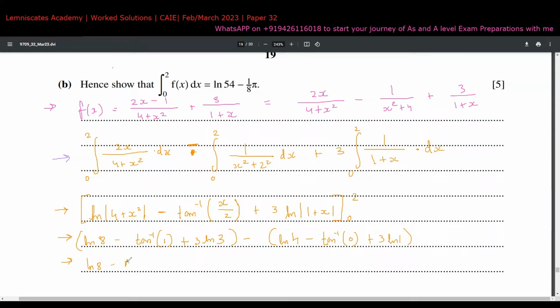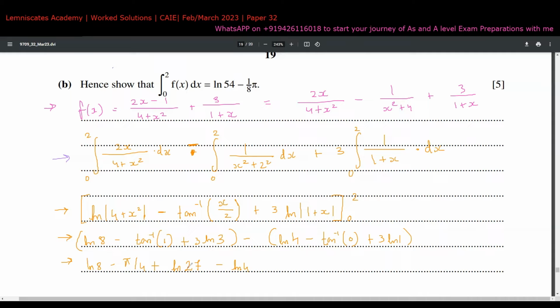So ln 8 minus pi by 4 plus, now if you see there is no kind of coefficient in front of ln, so I'll try to bring that on top because of the power rule of ln. So this becomes 3 cube, which is nothing but 27. So 3 ln 27. Then minus ln 4. And what is tan inverse of 0? It is 0. So you don't need to write anything over there. ln 1 is also, if you see in the calc, 0. So that's it. This is the final thing that we are going to manipulate in a way that the final answer comes out to be this.